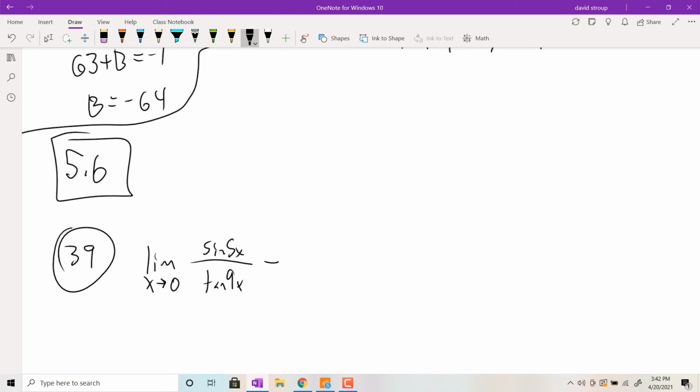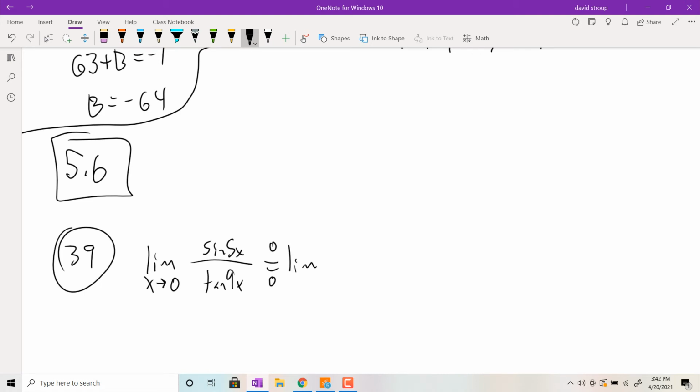So you always start by just substituting in where we're headed, so sub 0 in. Sine of 5 times 0 is the same as sine of 0, which is 0. Tan of 9 times 0 is tan of 0, which is also 0. So if you're in the form 0 over 0 or infinity over infinity, then you could use L'Hopital's.